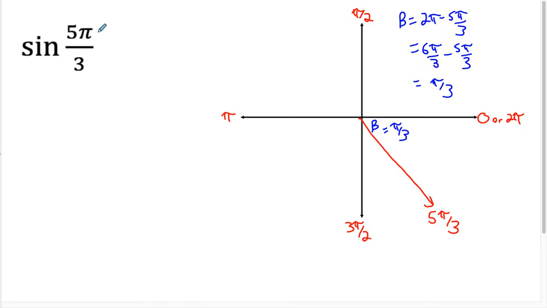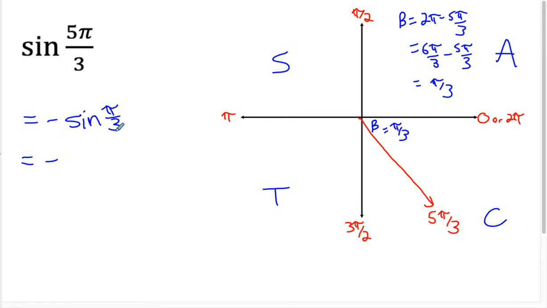So if I want sine of 5 pi over 3, I can use the reference angle, but make sure you remember the CAST rule. C-A-S-T. I'm in the cosine quadrant, which means only cosine is positive here, so sine has to be negative. So if I want to find the exact value of sine of 5 pi over 3, I can use the reference angle, sine of pi over 3, but I have to remember I'm in the cosine quadrant, which means sine is going to be negative.